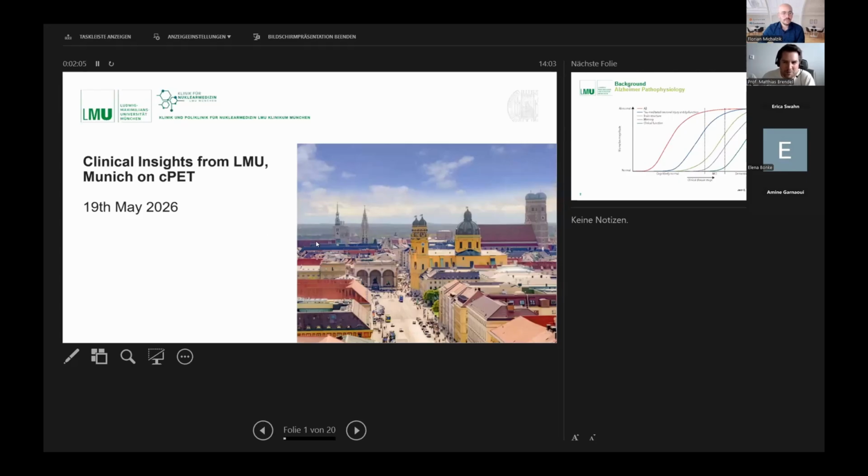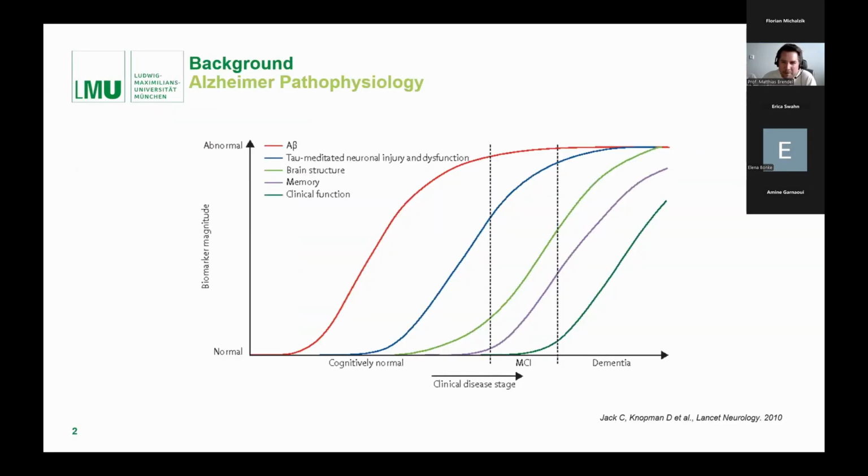I will try to share some insights that we gained with the cPET tool at LMU Hospital. In principle, I think most of you will be aware of what we have now understood in Alzheimer's pathophysiology. And these are the curves that are present all over the globe now for all these biomarkers that we know for Alzheimer's disease.